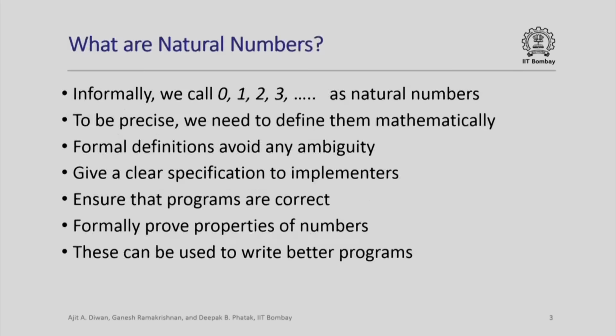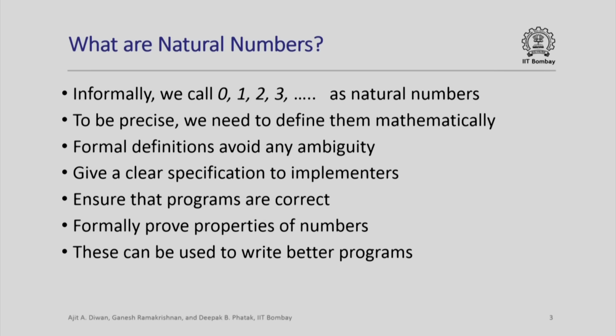So informally we know 0, 1, 2, 3 are natural numbers, but to be precise and to avoid any ambiguity, we need to define them formally in a mathematical way. This allows us to give a clear specification to those who want to implement the natural number data type. So they know exactly what we want and exactly what are the operations to be performed. So this ensures that whatever programs are written using that type are correct, because the specification of the operations and the values is clearly given, and exactly that is being implemented.